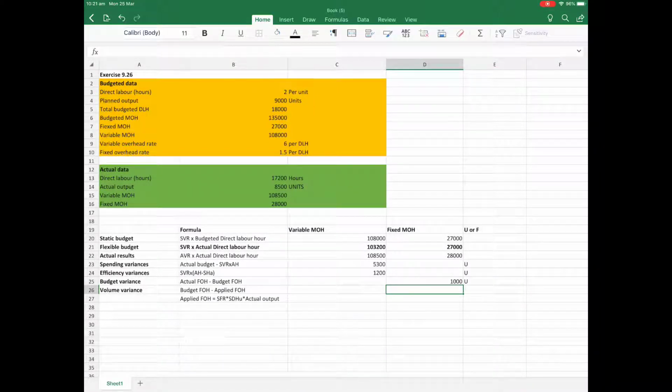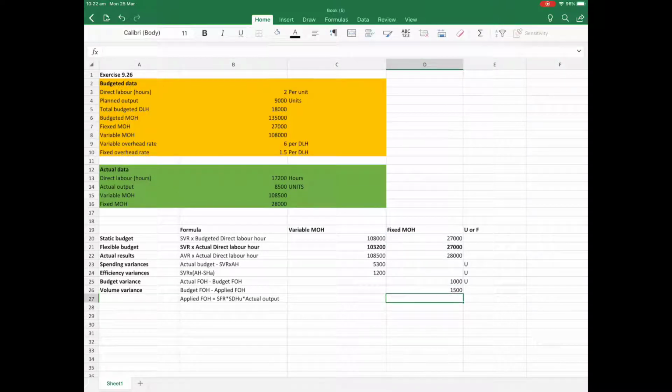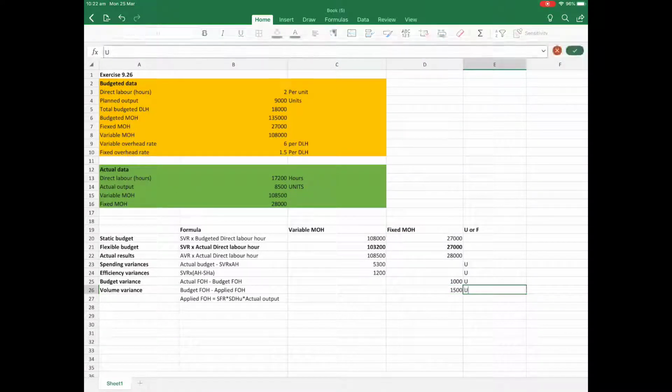Now for this one, we take the budgeted fixed overhead, and then we minus the applied fixed overhead. The applied fixed overhead will be the standard fixed overhead rate, times the standard direct labor hours per unit, times the actual output. Remember in cost accounting, when we apply fixed overhead to the inventory that we produce, we apply it to the total amount that we actually produce, and this one is unfavorable as well.